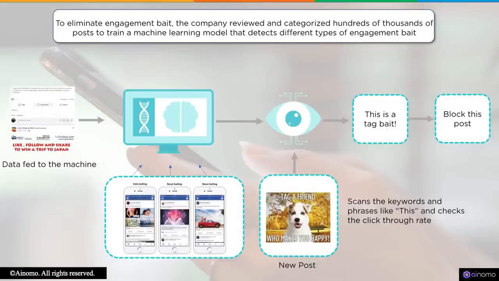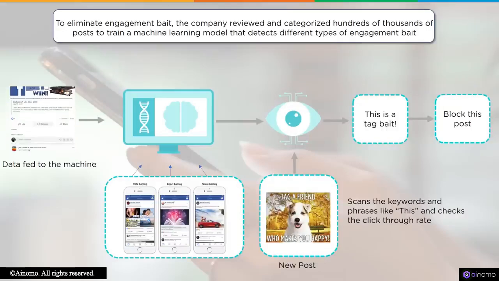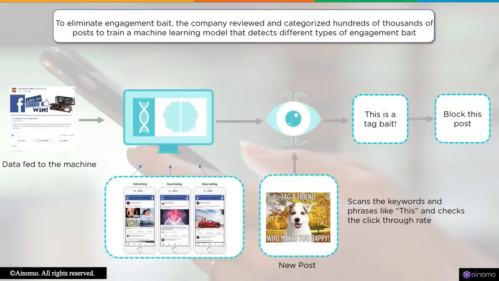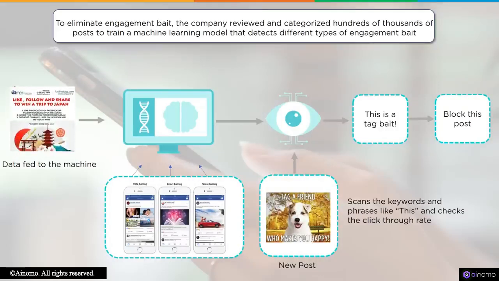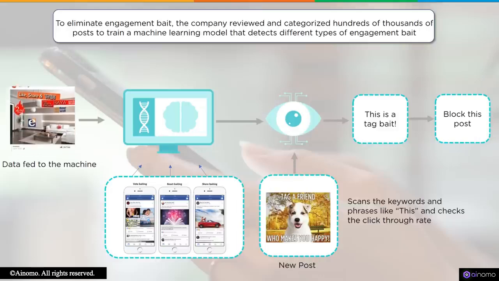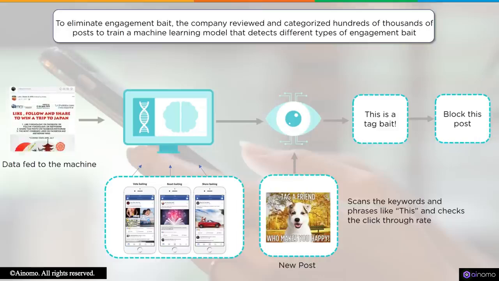So what Facebook did to eliminate this is they start scanning for keywords and phrases like this, and check the click-through rate. So it starts looking for people who are clicking through it without even looking at it, or clicking through it and it's not something that normally would be clicked through. Once Facebook has scanned for these keywords and phrases, it is now able to identify the spam coming in. And this makes your life easier, so you're not getting spammed.